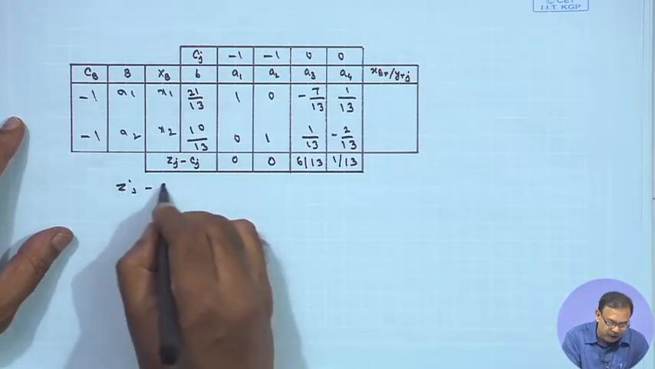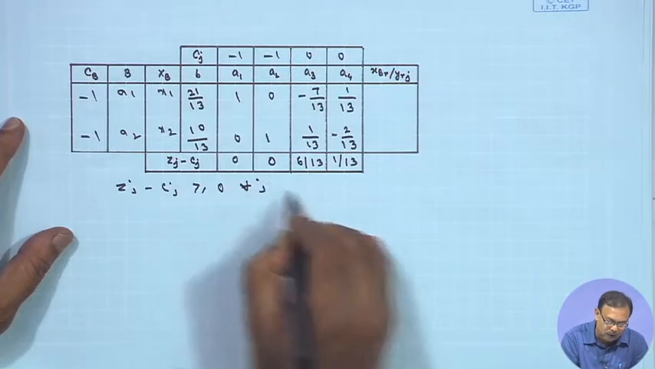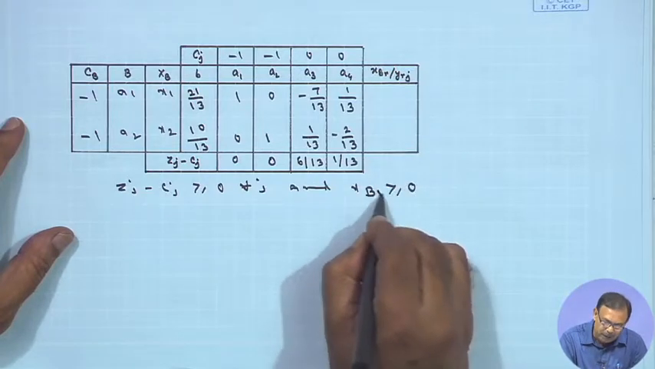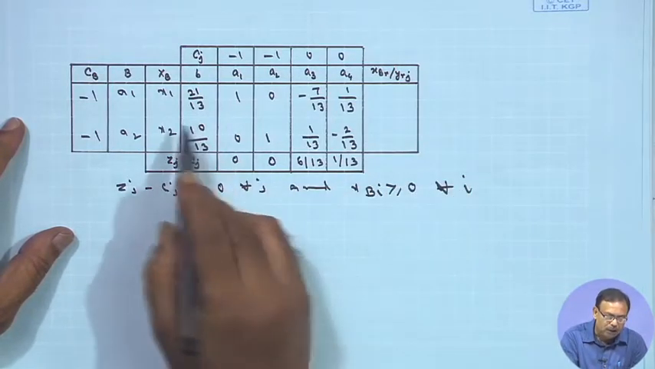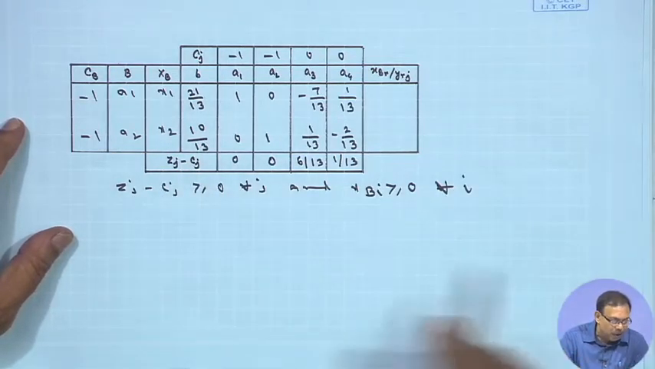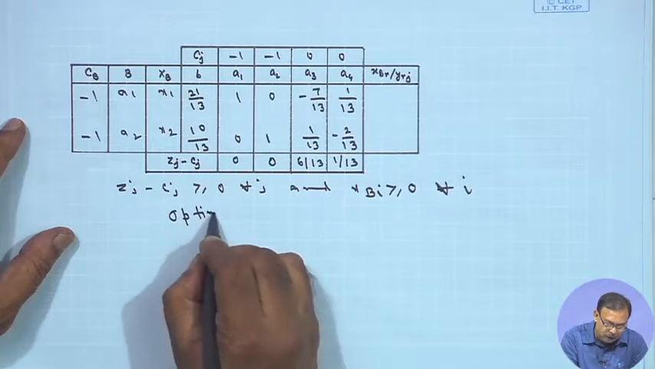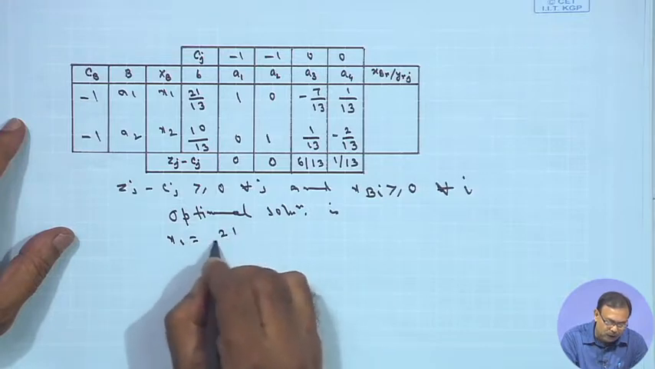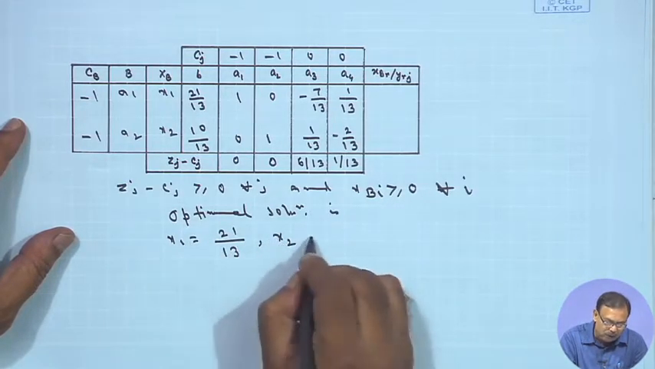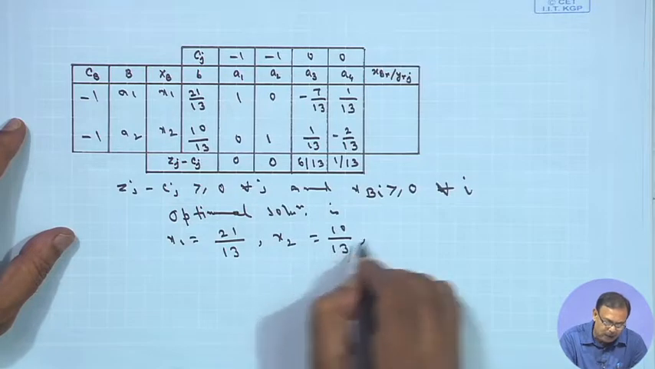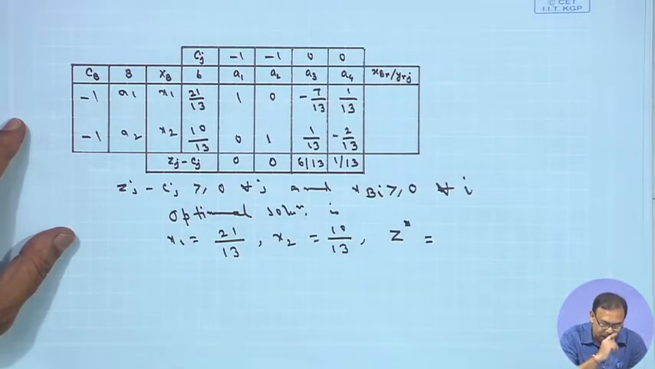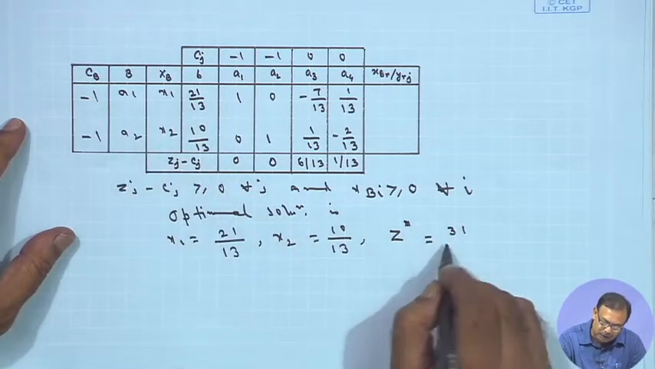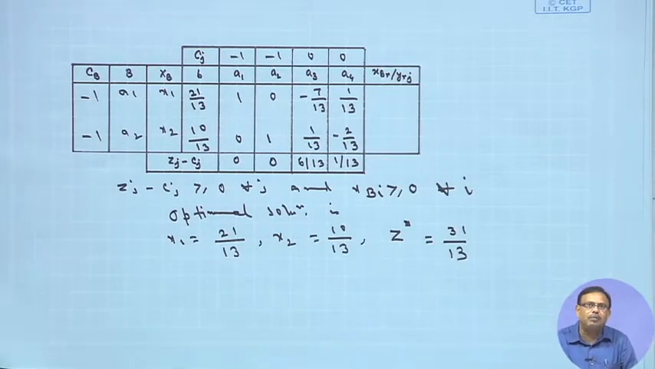So, you see your z_j minus c_j is greater than or equal to 0 for all j, and your x_bi is greater than or equal to 0 for all i, since x1 is positive and x2 is positive. Therefore, your optimal solution is x1 equals 21/13, x2 equals 10/13, and z star, if I calculate, this will be 31/13, because this into this plus this into this. So, z star is 31/13.